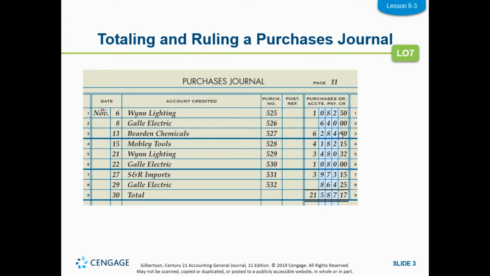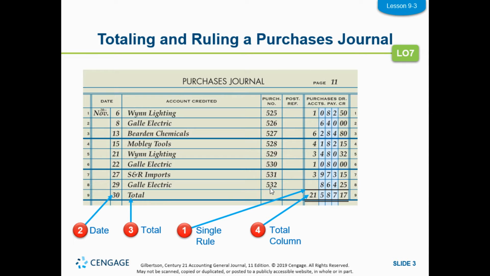Totaling and ruling a purchases journal. We're going to post all these individual transactions to our subsidiary ledger for all of our vendors. We're assuming there are going to be post reference numbers in here after we post them all, starting with Wind Lighting, the one we just did. It looks like they haven't done that yet. Now we get to the end of the month, and we're going to total that amount. Single rule, put the date, the word total, and the total column. We're going to total that, total amount, double rule. So all of our purchases were 21,000 plus change for all of the vendors we bought stuff from in our special journal called a purchases journal.